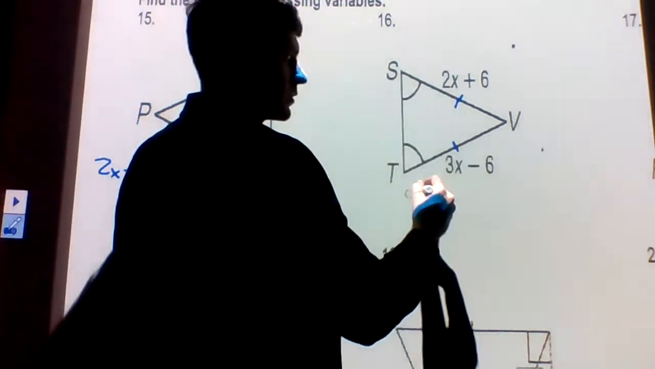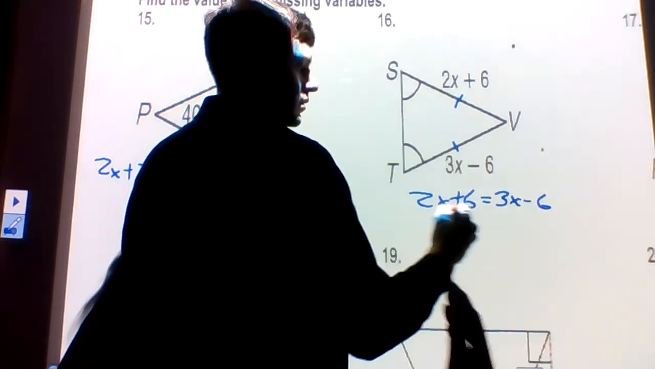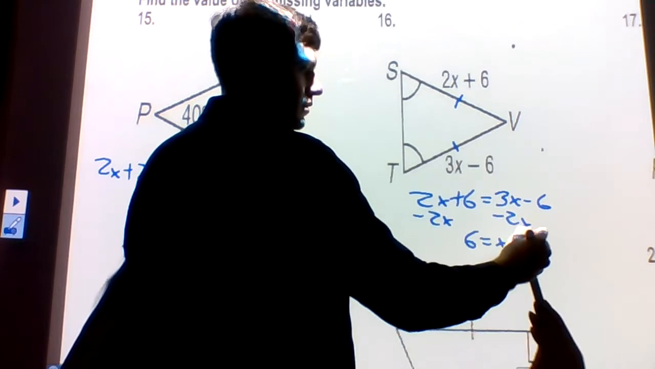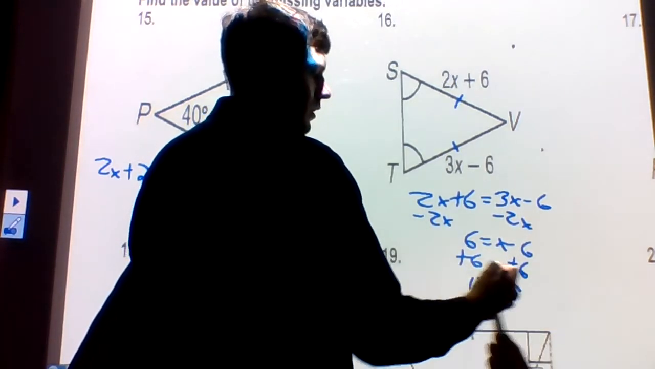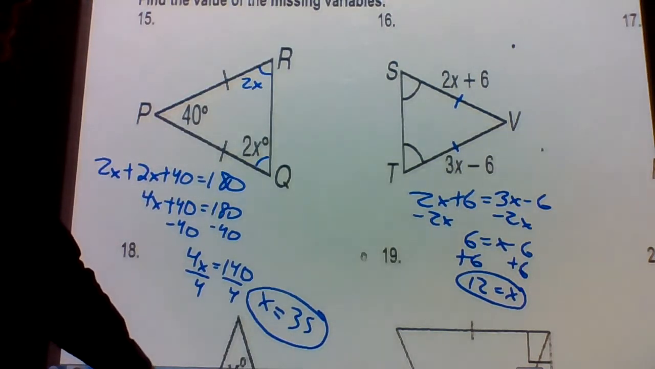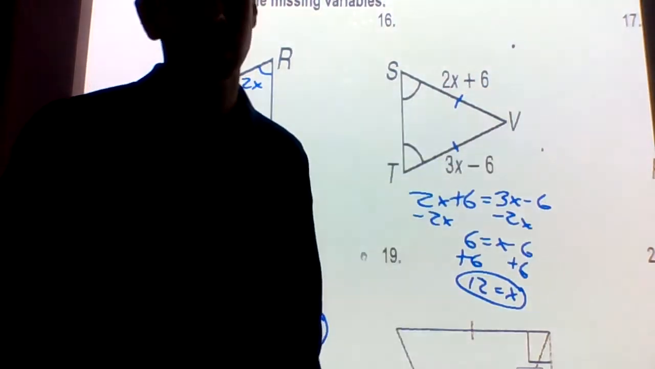So we know that 2x plus 6 is going to equal 3x minus 6. So if you subtract 2x from both sides, you get 6 equals x minus 6. You add 6, you get 12 equals x. Okay. And plug it in to make sure that's going to be 30. It's going to be 30.